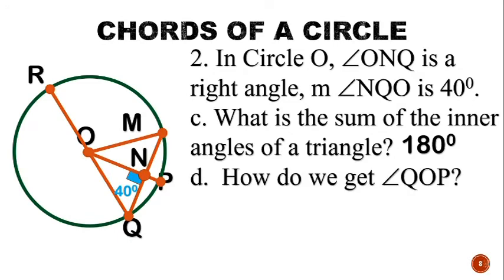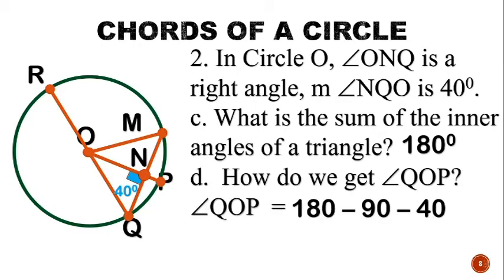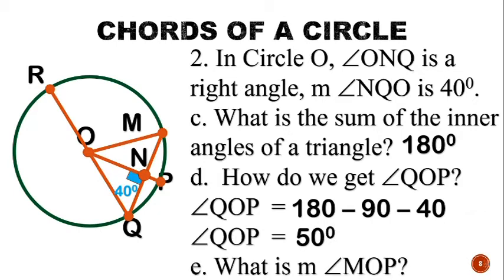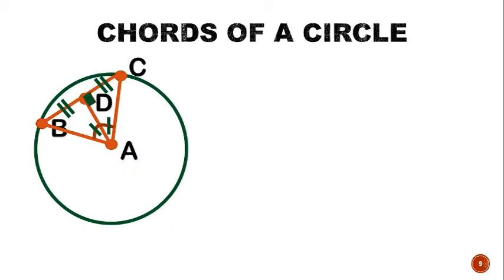So, going back. So, how do we get angle QOP? So, 180 minus 90 minus 40, and that is 50 degrees. How about angle MOP? And since they are the same, parehas lang daw, it's also 50 degrees.